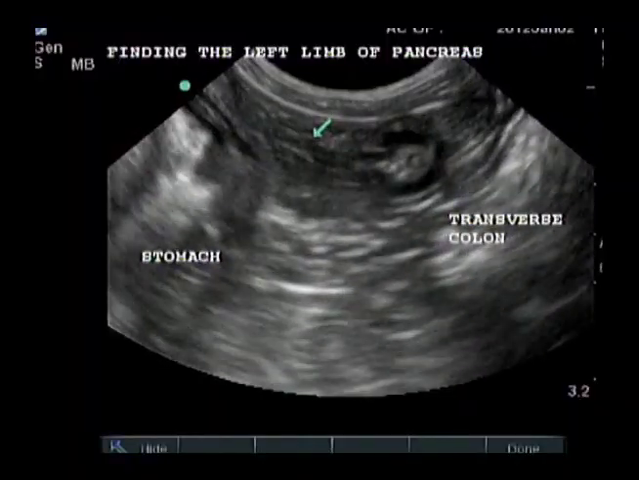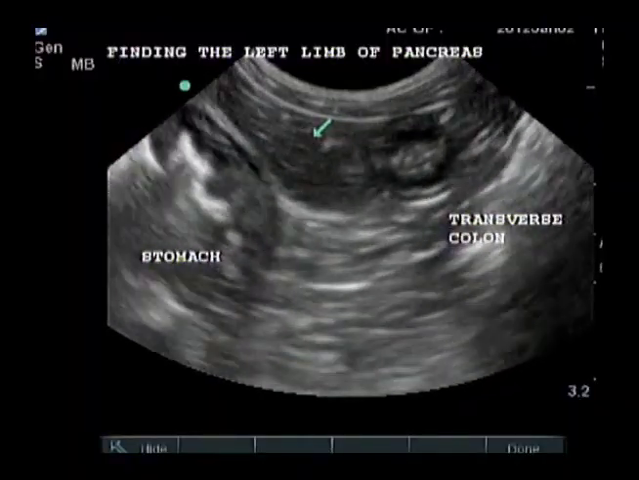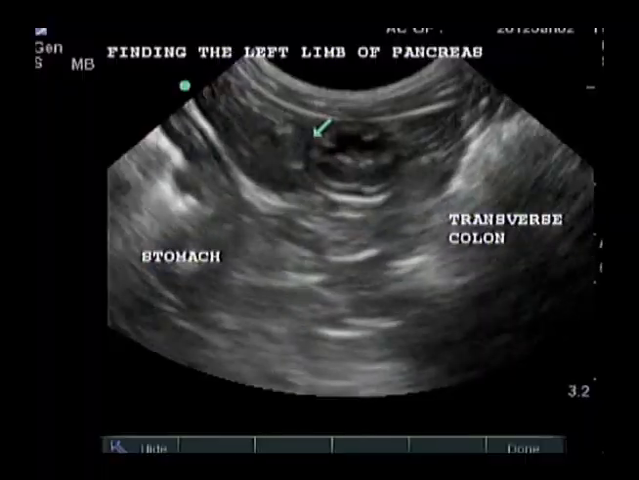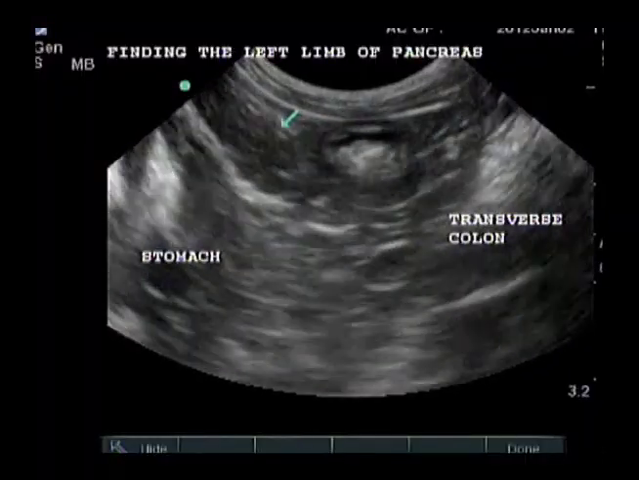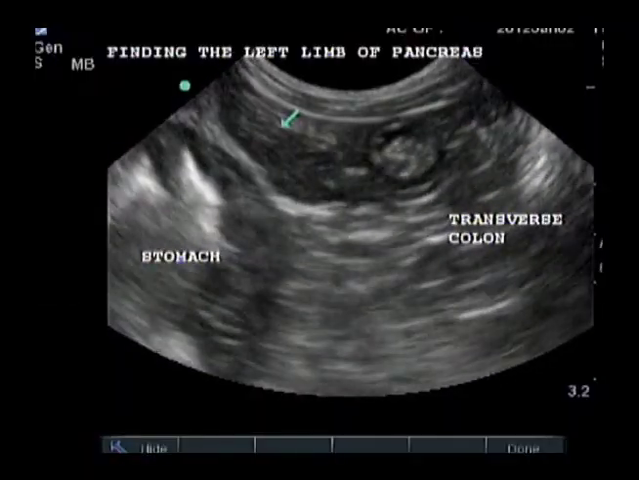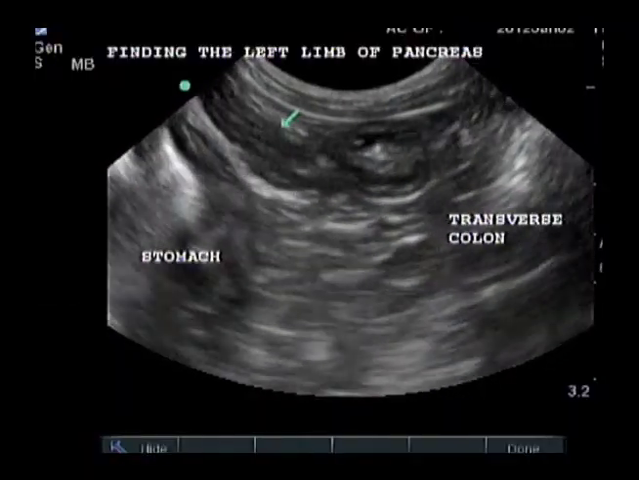Pancreas is mainly recognized on ultrasound when it is abnormal. With higher frequency transducers, pancreas can be seen as a distinctive organ in cats.